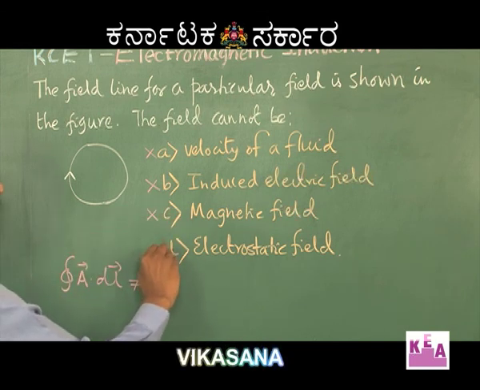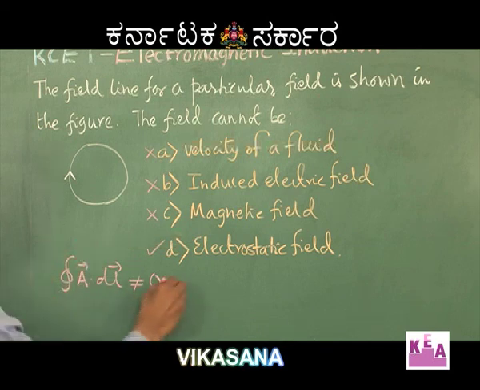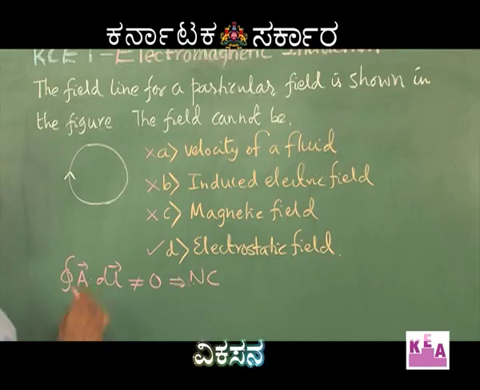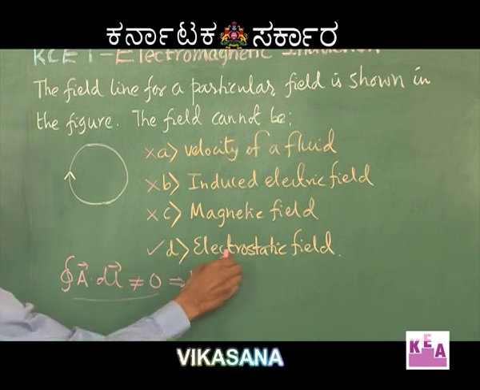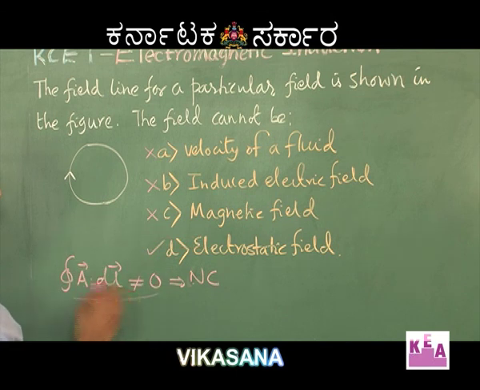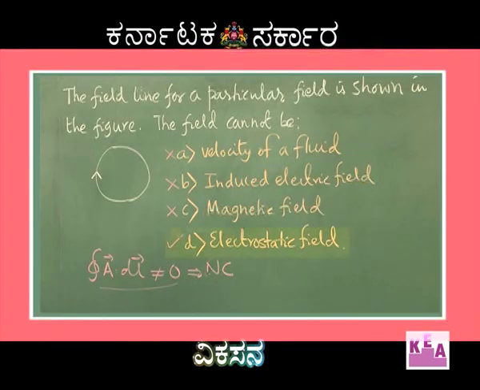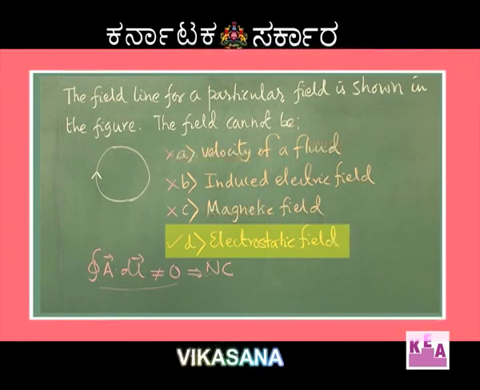The answer is electrostatic field. The first three fields are non-conservative fields, therefore, the line integral does not become 0. For an electrostatic field, which is conservative, E dot dl is equal to 0, therefore, it is a conservative field, therefore, it cannot form closed loops. The answer is D, electrostatic field.